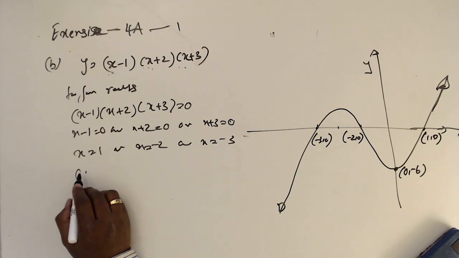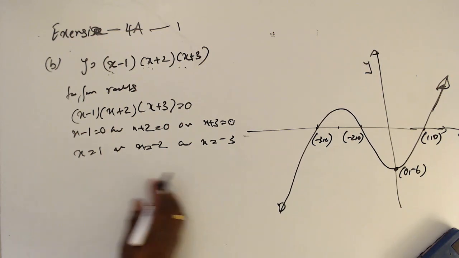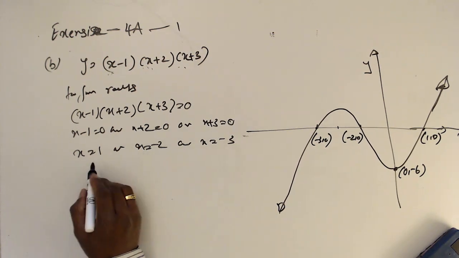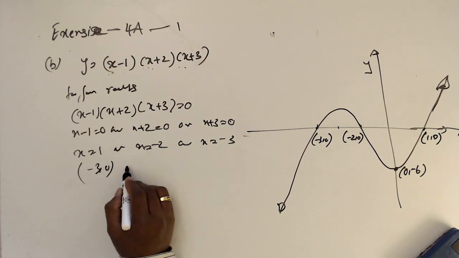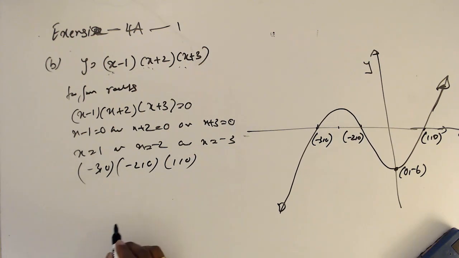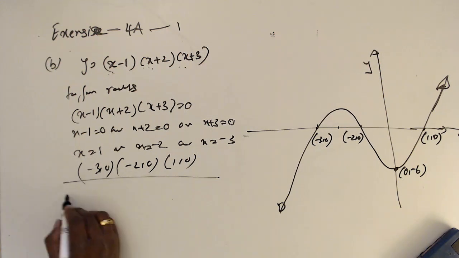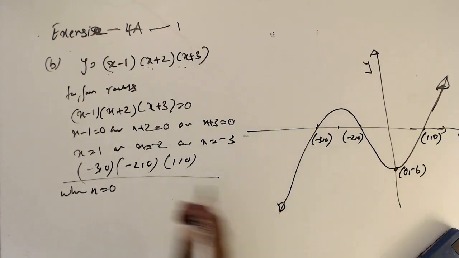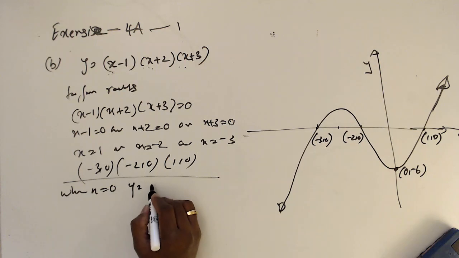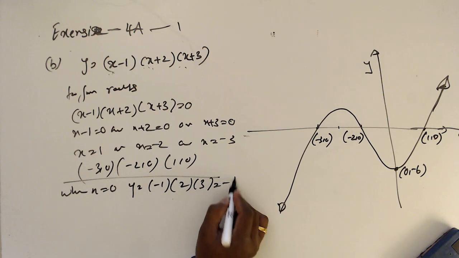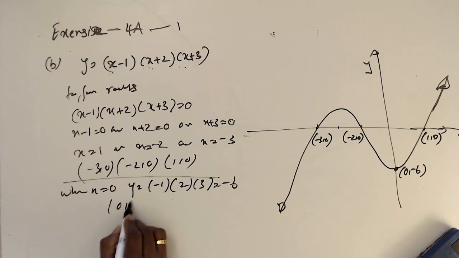So according to the number line, which one goes first? This one. So minus 3, 0, then minus 2, 0, and then 1, 0. And then when x equals 0, to find where y cuts, y equals minus 1 times 2 times 3, which is minus 6. So that is 0, minus 6.